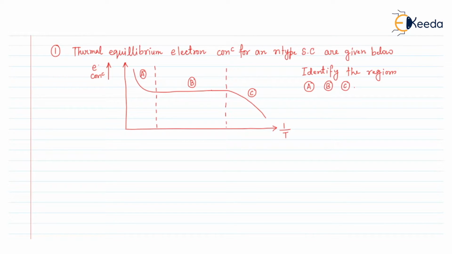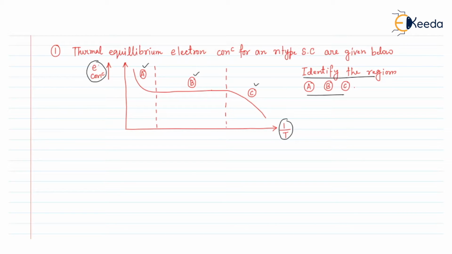In the graph, in the y-axis it is written as electron concentration, and in the x-axis we can see reciprocal of temperature. And there is a graph given, and there are three regions that have been defined, and we have to identify the regions A, B and C.